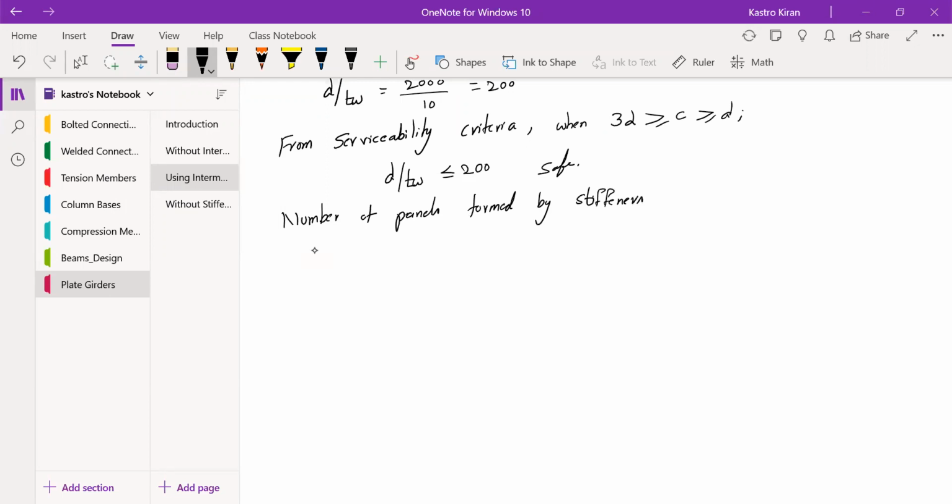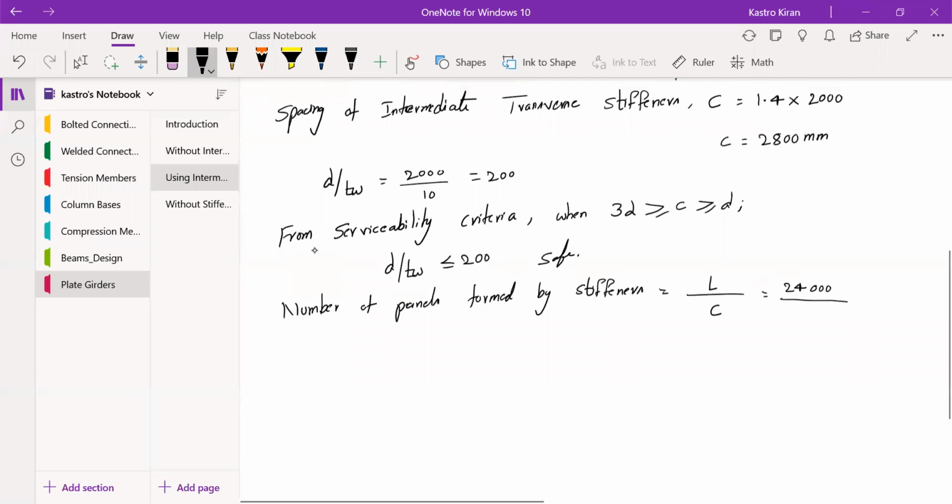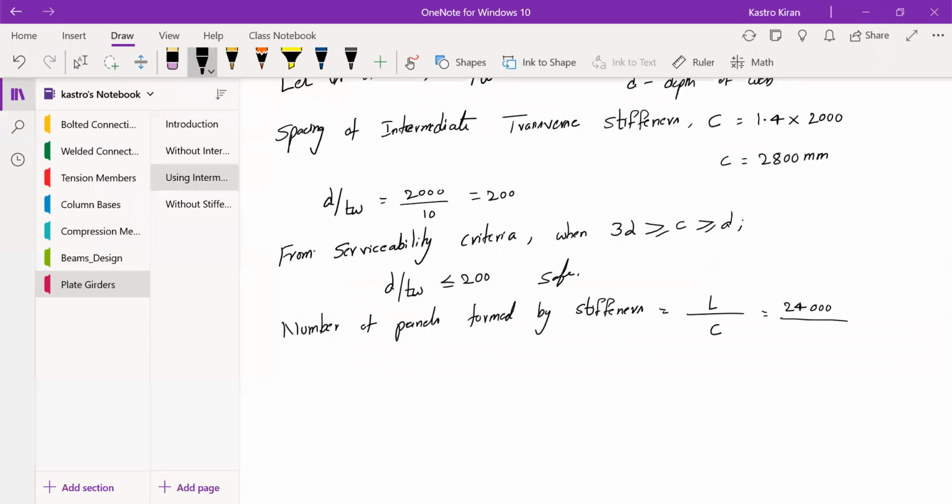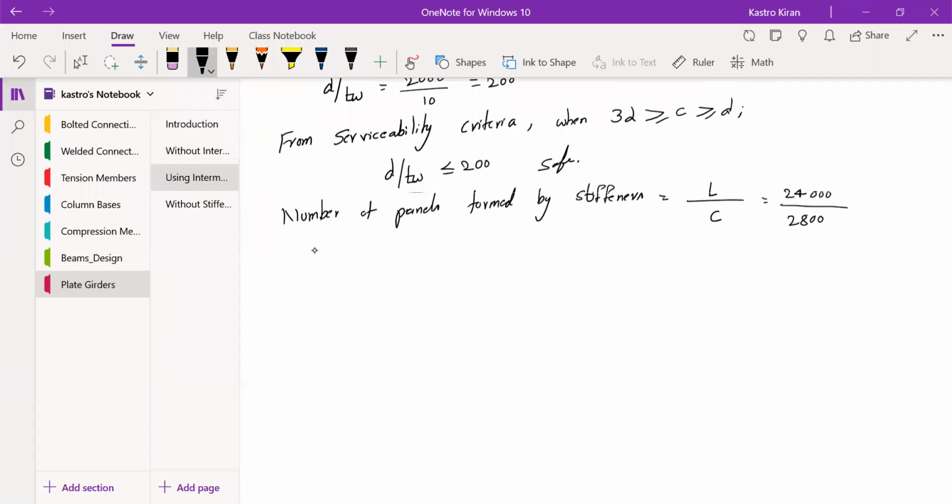Number of panels formed by stiffeners equals the length of the girder divided by the spacing of the transverse stiffeners. The length of the girder is 24 meters, so I'm making it 24,000 mm, and the spacing is 2,800. If you solve this, it gives 8.57, so approximately 9 panels are required, or 9 panels are getting formed.